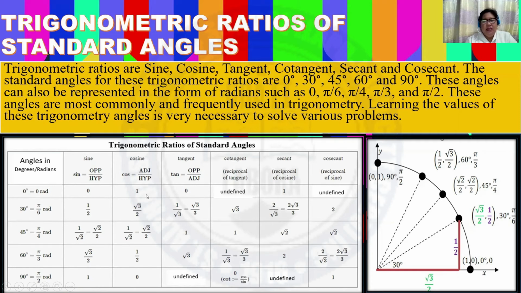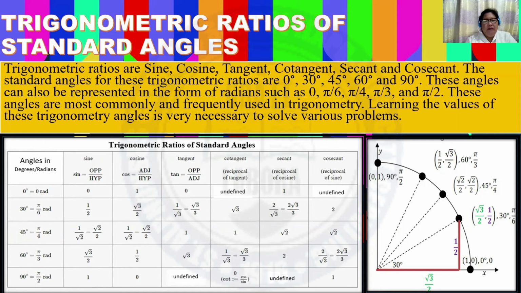And for cosine, it is the x coordinate, the value is 1. So that is why we have 1 here. And for tangent, that is opposite over adjacent. So that is 0 over 1, equivalent to 0. And cotangent, which is the reciprocal of tangent, so we have now 1 over 0, so it's undefined. For secant, it's equivalent to 1 because it's the reciprocal of cosine. And cosecant is undefined.